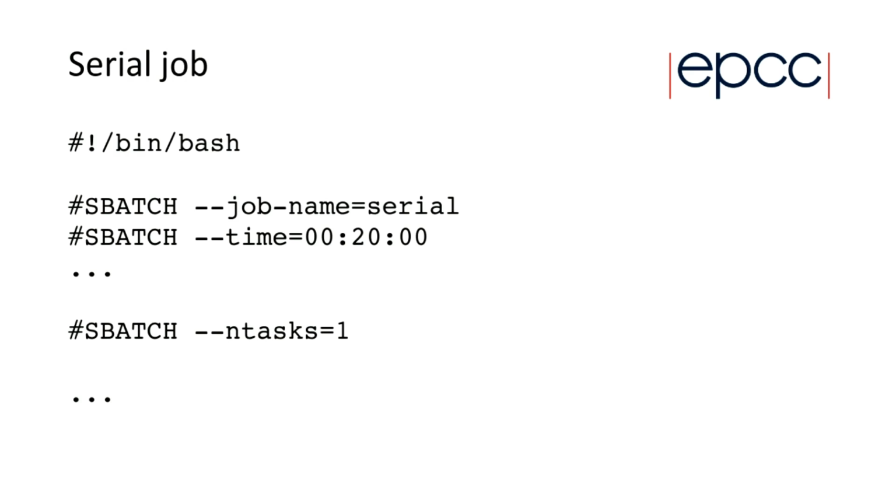In the previous example, I've asked for one whole node, which is 36 cores. If I don't want to do that, if I just want a serial job, what you need is something like sbatch -n tasks equals 1, and that will allocate you one core rather than a whole node. So that is a mechanism via which nodes may be shared.